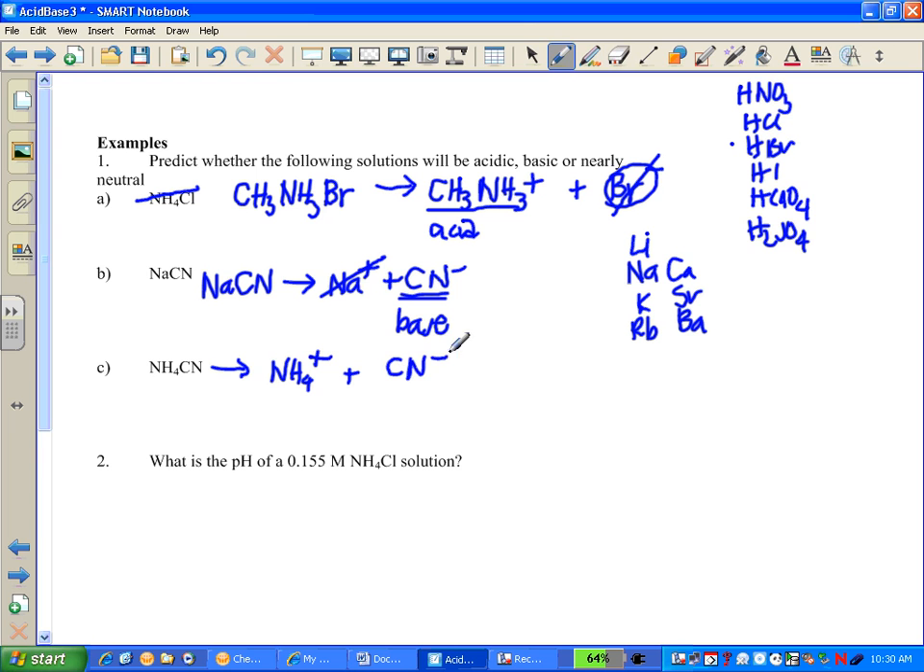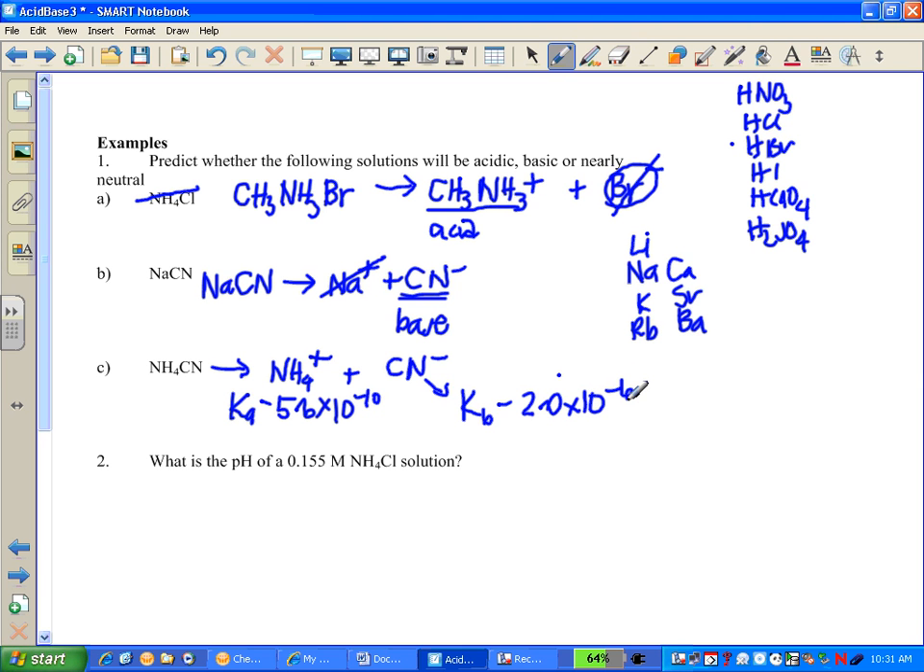When we look at our list of strong acids and our ions that form bases, there's no conjugate here, so we know that both of these have the potential to affect the pH. So what we look at are their relative Ka and Kb values. So the Ka for this is 5.6 times 10 to the negative 10, okay? And the Kb for this one is 2.0 times 10 to the negative 6.